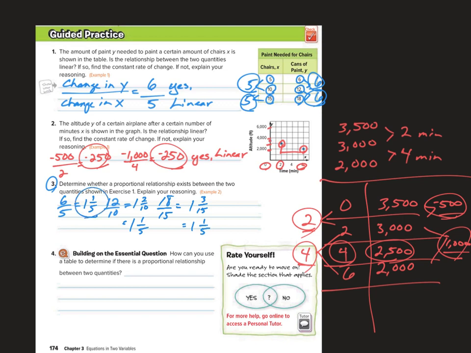So since I get 1 1/5 when I divide my values y by x in my table, that tells me that yes, that is a proportional relationship.